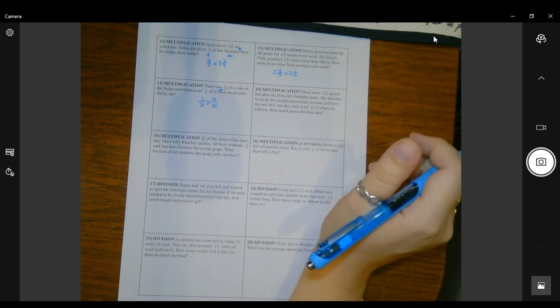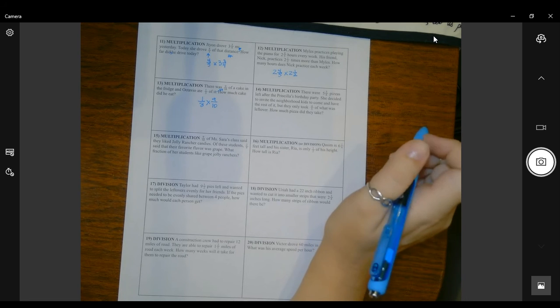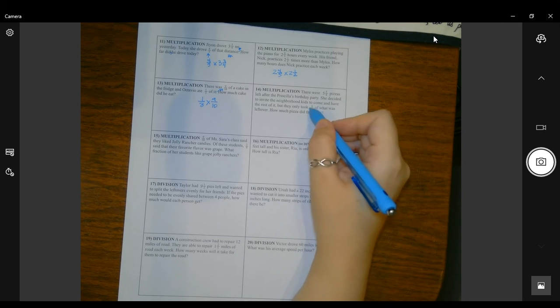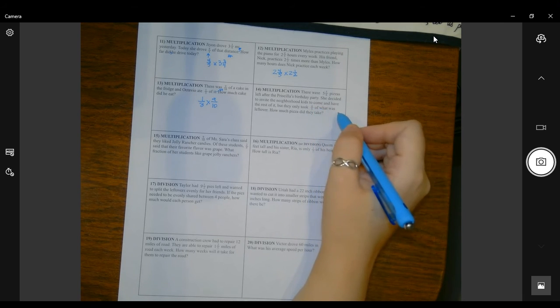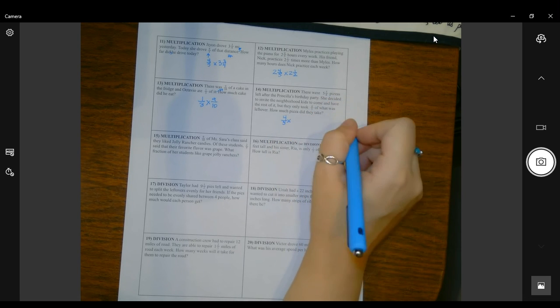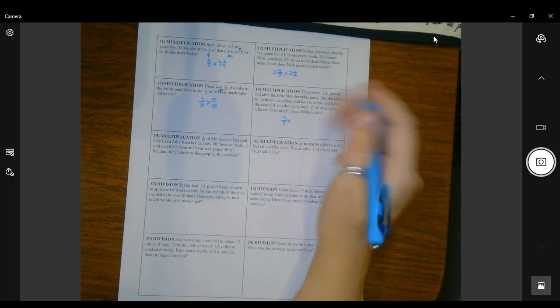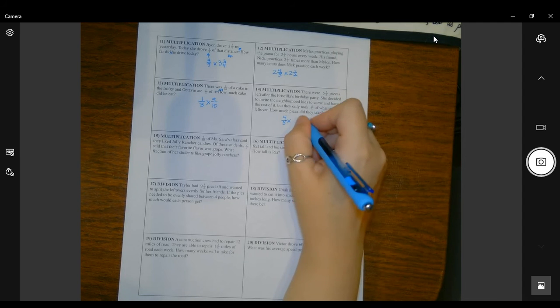The next one says there was 5 5/8 pieces left after Priscilla's birthday party. She decided to invite the neighborhood kids to come and have the rest of it. They only took 4/5 of what was left over. So how much pizza did they take? What do you think? Well, this is another one of those fraction followed by the word of some other number, which is when we multiply them. So 4/5 times, and you're like, there was no other number. Well, technically there is. 4/5 of what was left over. Well, how much was left over? The 5 5/8 was left over.